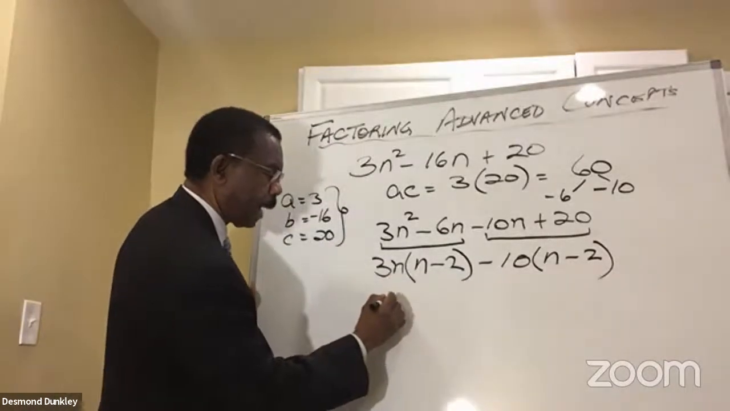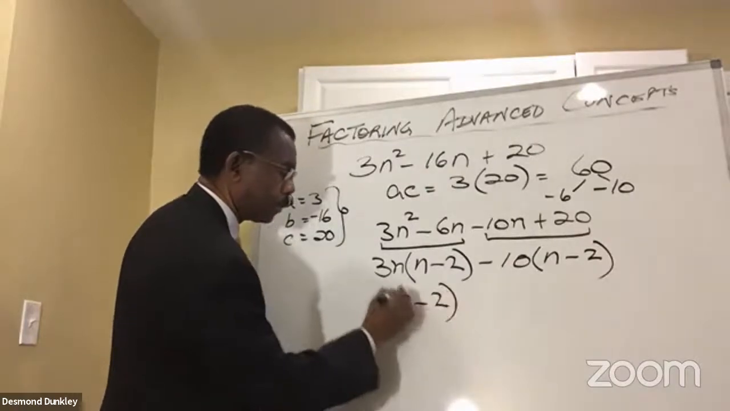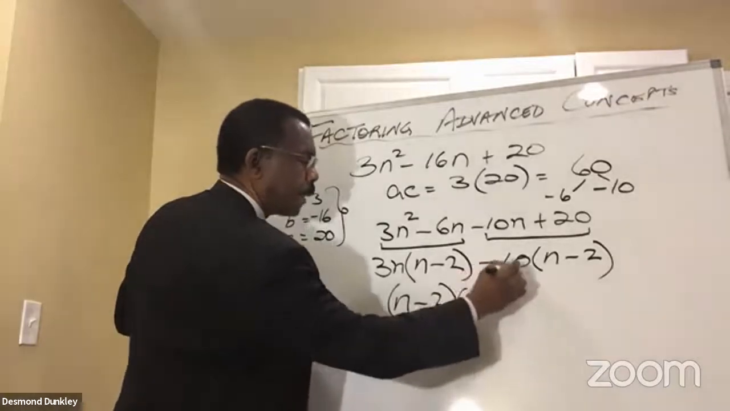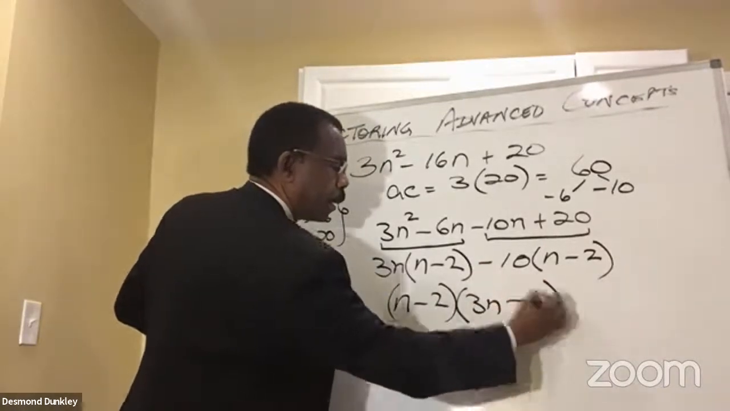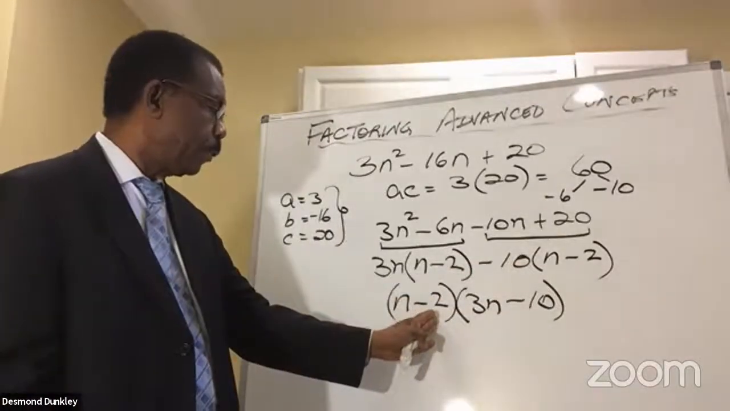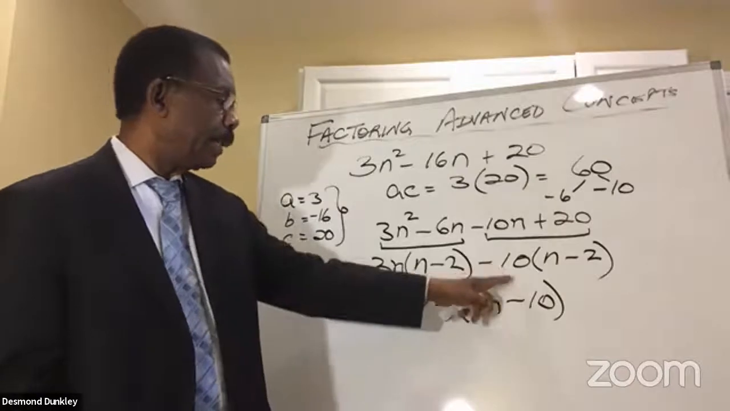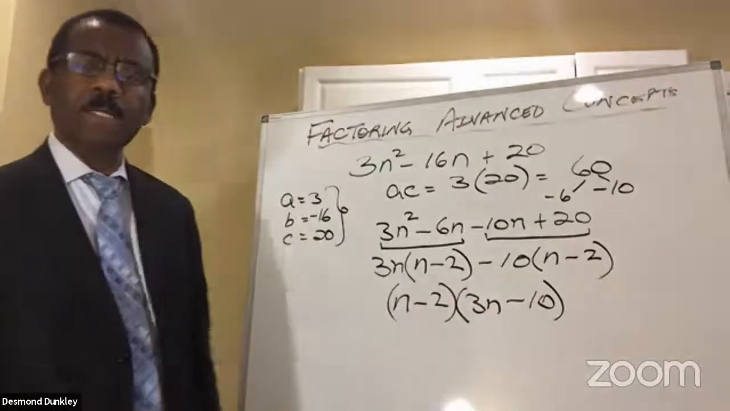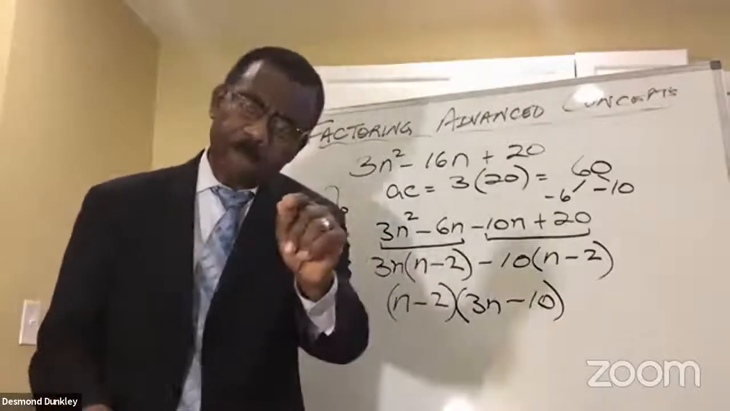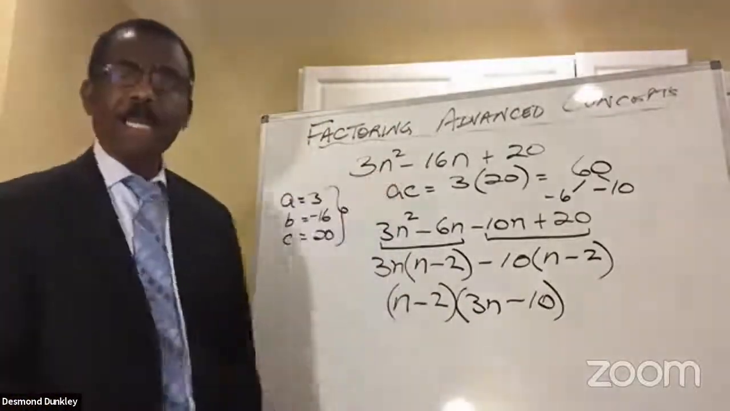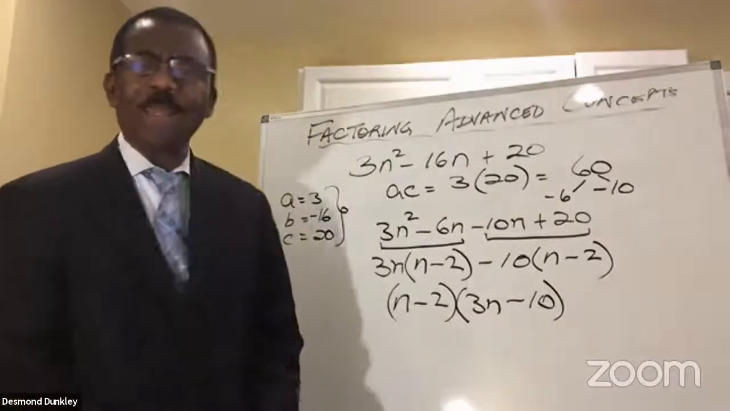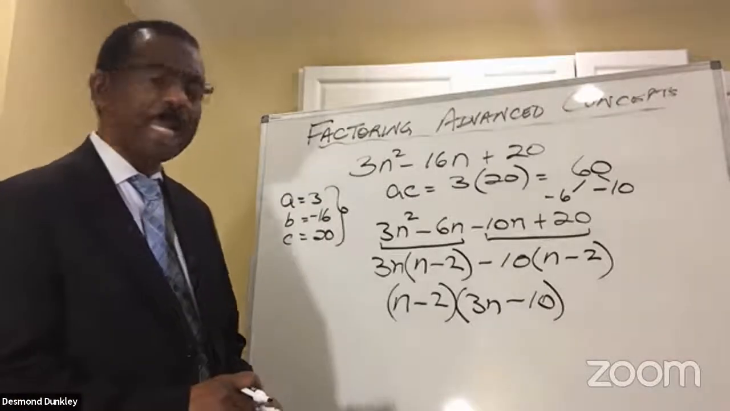So we can finish the job by writing n minus 2 times 3n minus 10. n minus 2 is common, so I can factor the n minus 2. The 3n goes here, and the negative 10 goes here. This is the result. I promise you that if we multiply these two things out and simplify, we will get exactly what we started with. Guaranteed. Okay? I'm sure you're going to say to me, why don't you check it?